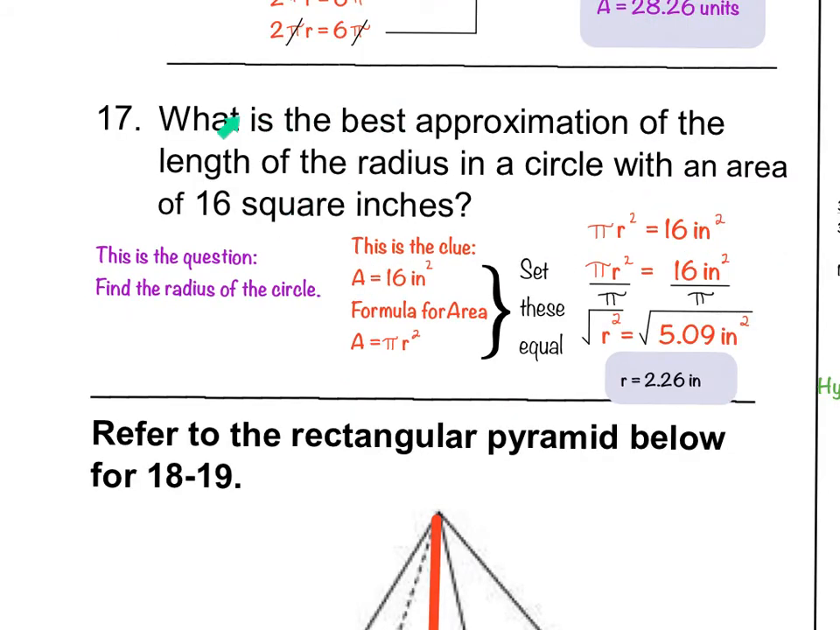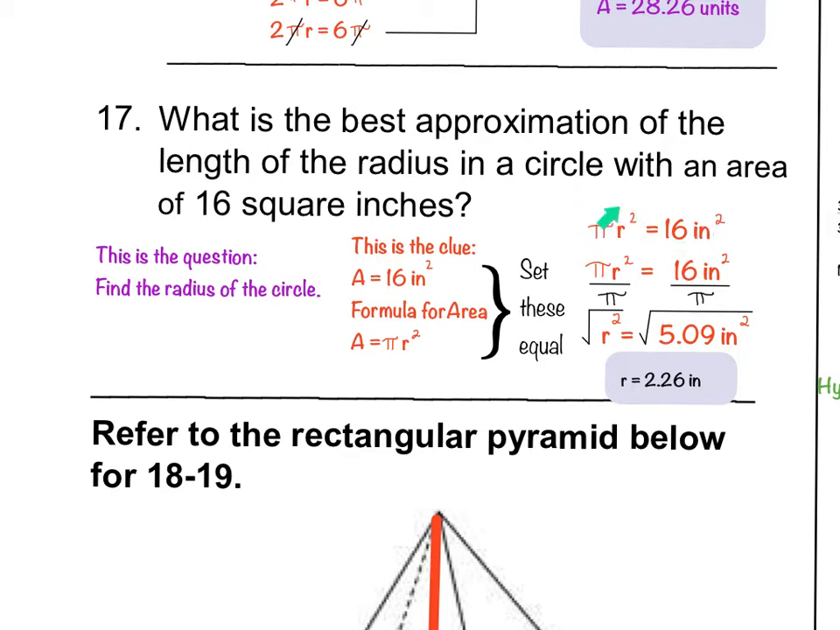On number 17, they're asking you for the best approximation of the length of the radius. So the question is, they want you to find the radius of the circle. The clue is that they gave you the area as 16 square inches. So here is your clue. Area is equal to 16 inches squared. The formula for the area is A equals pi r squared. You're going to set these both equal to each other, which is pi r squared equals 16 inches squared.